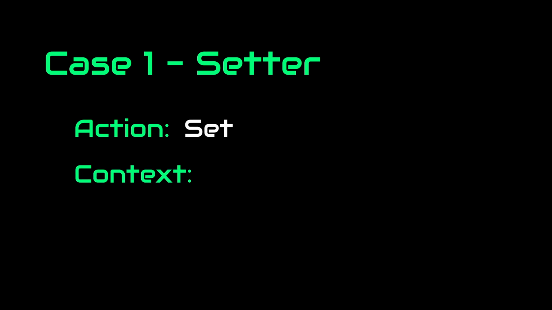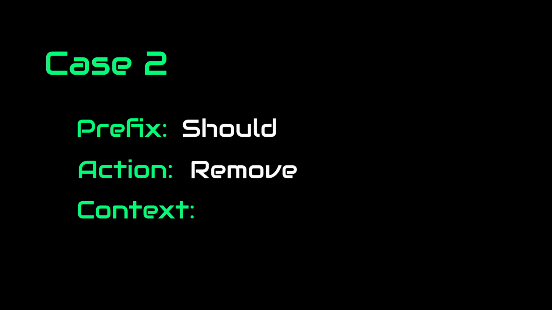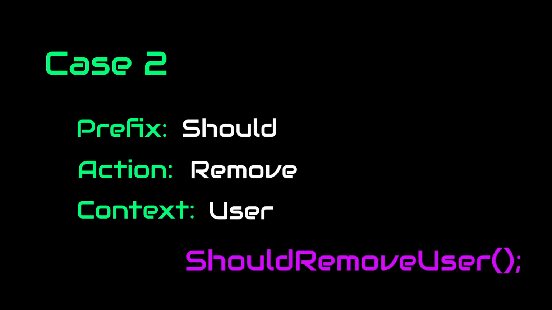First, let's start with something very simple, like a basic setter function. In this case, our action is set. Now, we need a context, which answers the question of set what. Let's say that it is storage. So we have setStorage, and that's it. It's super simple. Now let's look at another one. In this one, we have the prefix of should, action of remove, and high context of user. So we get shouldRemoveUser.